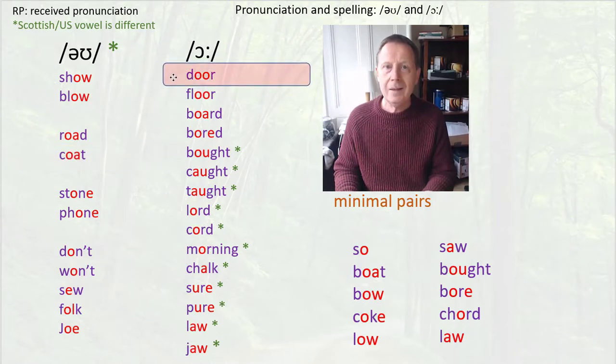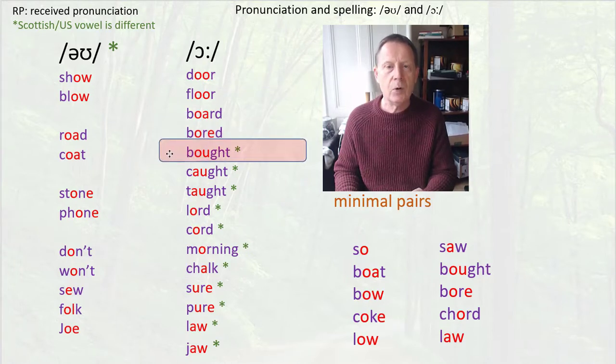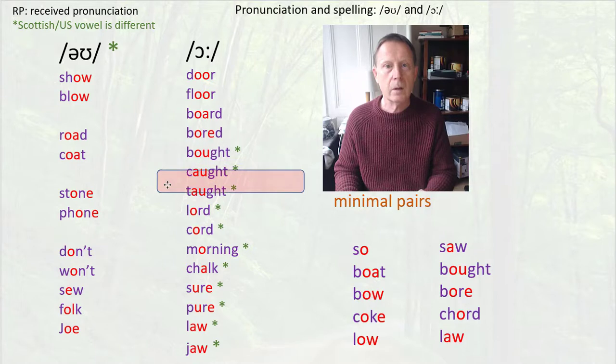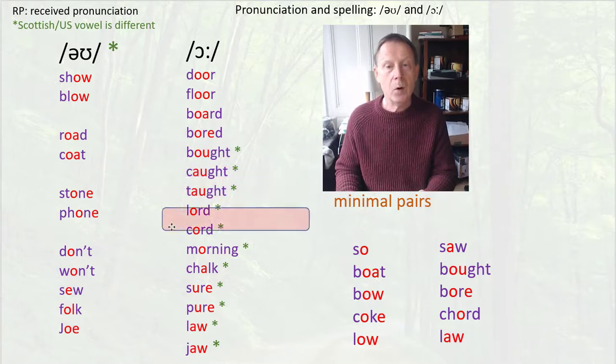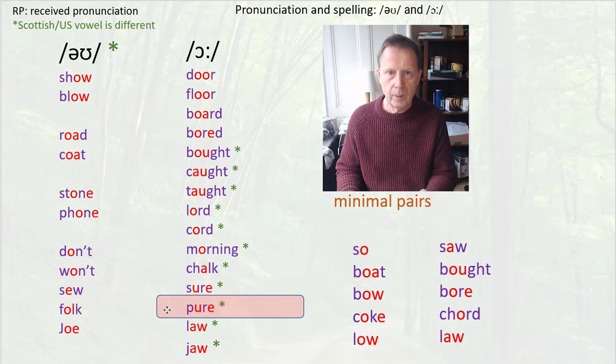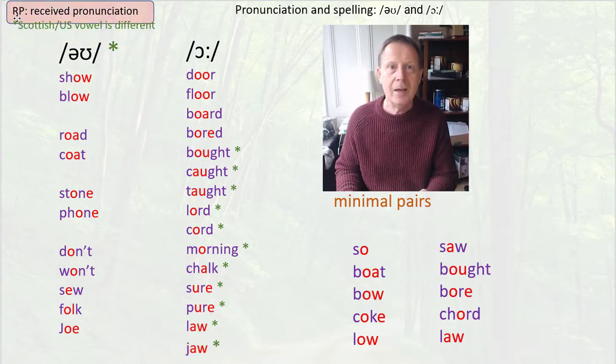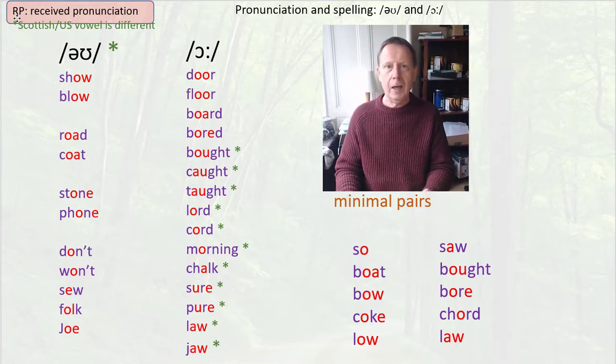Now, again, there are variations for this sound. Instead of door, I would say door, pronouncing the R. And particularly this sound, instead of boat, I would say bought, caught, taught. And also morning, chalk. And for this sound, I would say sure and pure, and law and jaw. So you have to be aware that there are variations and that the received pronunciation is only one of the variations, but it's the one that you find in many dictionaries and course books.